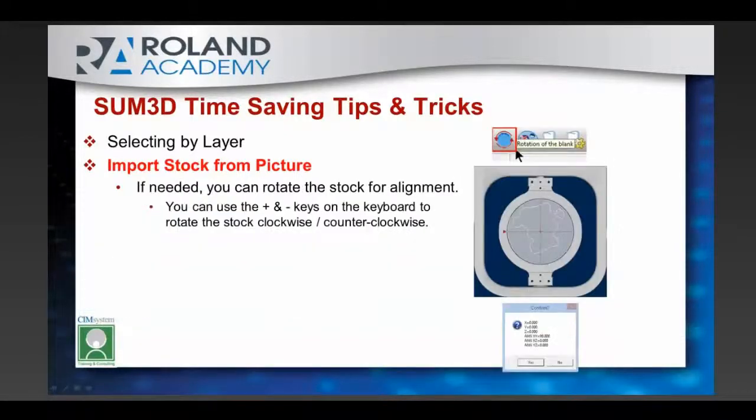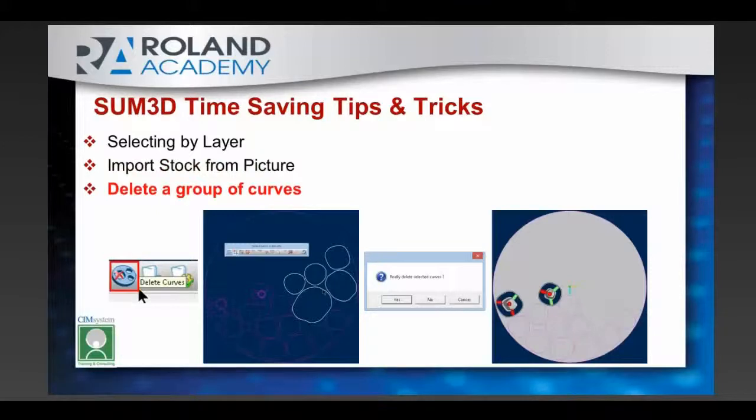And then this is the slide that basically talks about, again, if needed, you can rotate the stock for the alignment just to make that line up with the way that you took the picture. The next option is to be able to delete a group of curves. Now this is a brand new function, so if you're running on an older version of SUM3D, you may not necessarily see this button, and if you don't, when you get back home to your labs and try this out, then definitely contact your distributor. Most of these are accessible through our maintenance updates, and we'll talk about the importance behind that as well. So here's the delete curves.